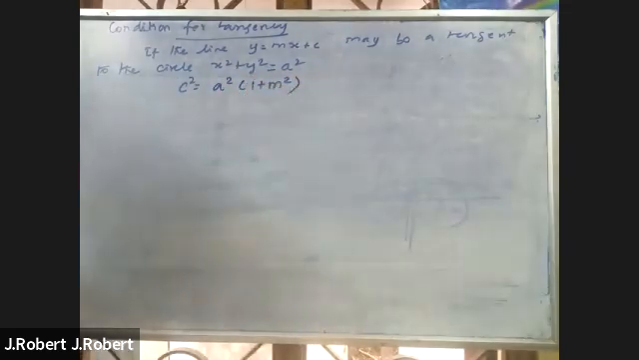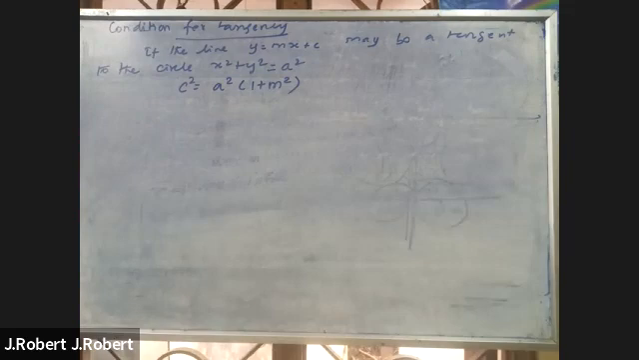This is the condition of tangency. What is the meaning of that? The line y equals mx plus c may be a tangent to the circle x square plus y square equals a square. Then the condition is c square equals a square into 1 plus m square. If this condition is satisfied, then we can say the line will touch the circle.